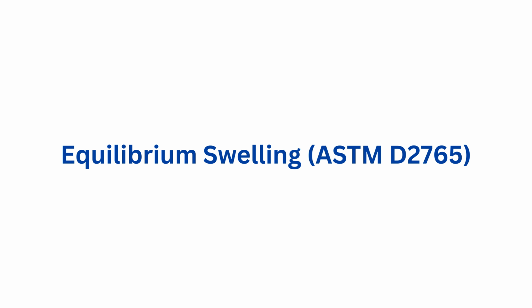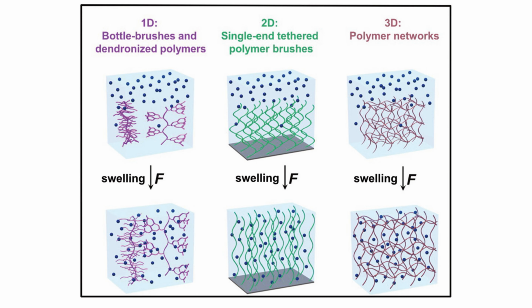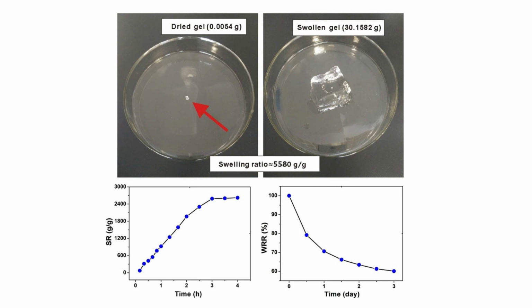Equilibrium swelling, ASTM D2765, is a standard test method for determining the gel content and swell ratio, a measure of cross-linking, in cross-linked ethylene plastics, by immersing samples in a solvent, like xylene, at a constant temperature, e.g. 70 degrees Celsius, 110 degrees Celsius, until they reach a stable, swollen state, then measuring the weight or volume change. This test assesses the quality and uniformity of cross-linking, indicating network density. Tightly cross-linked materials swell less, while loosely cross-linked ones absorb more solvent.